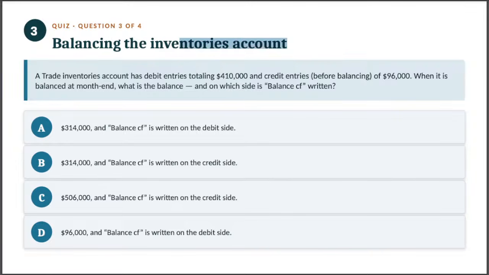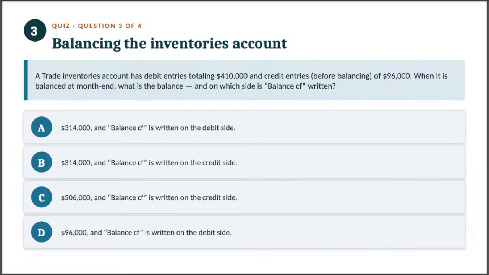Balancing the inventories account. A trade inventories account has debit entries totaling $410,000 and credit entries before balancing of $96,000. When it is balanced at month end, what is the balance? And on which side is the balance carry forward written? It's a tricky one here.